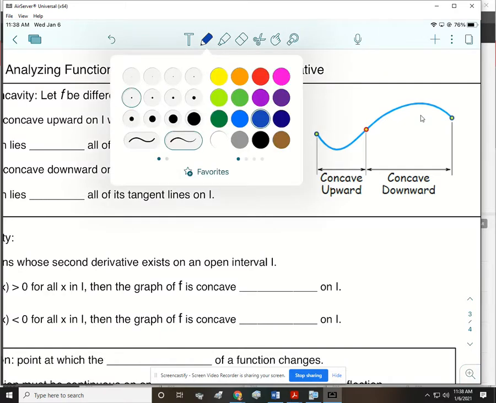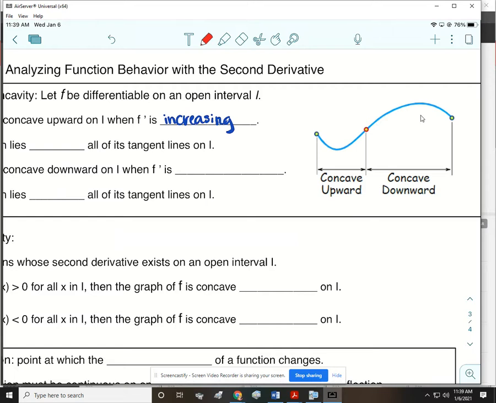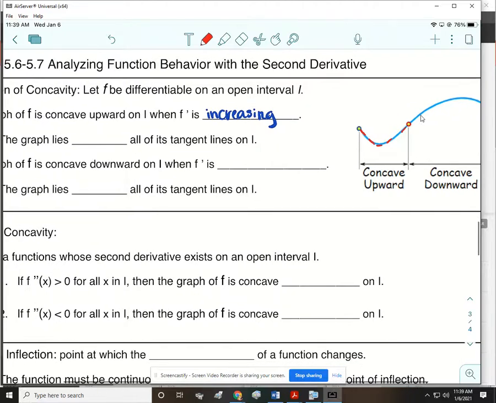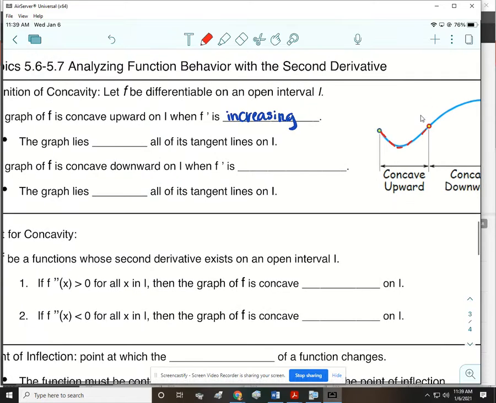All right. So if we're looking at f prime, it is the slopes of this function. So I have a negative slope, we'll say it's -1. And then the slope here we say is -1/2, and then the slope is 0. So those values are getting larger and larger. Then we'll say the slope is 1/2, and then the slope is 1. So f prime of x is increasing on that interval when the function is concave up. And on all of those little tangents I drew, the graph lies above the tangent lines.